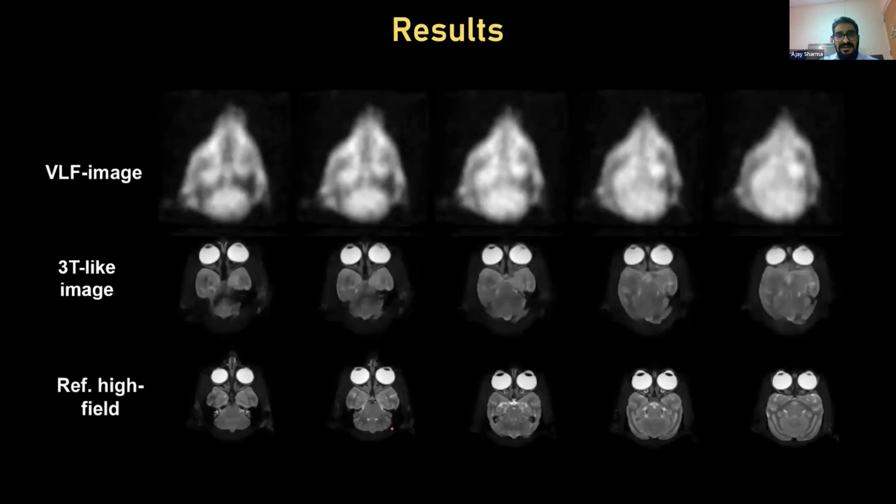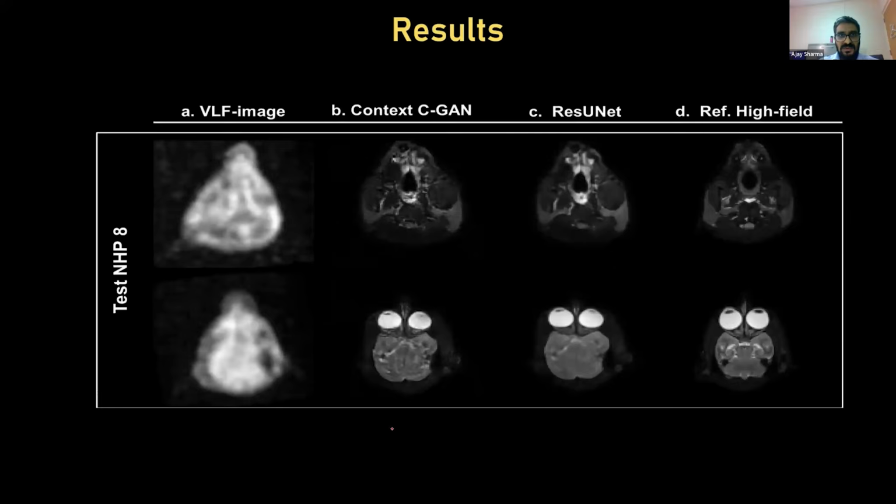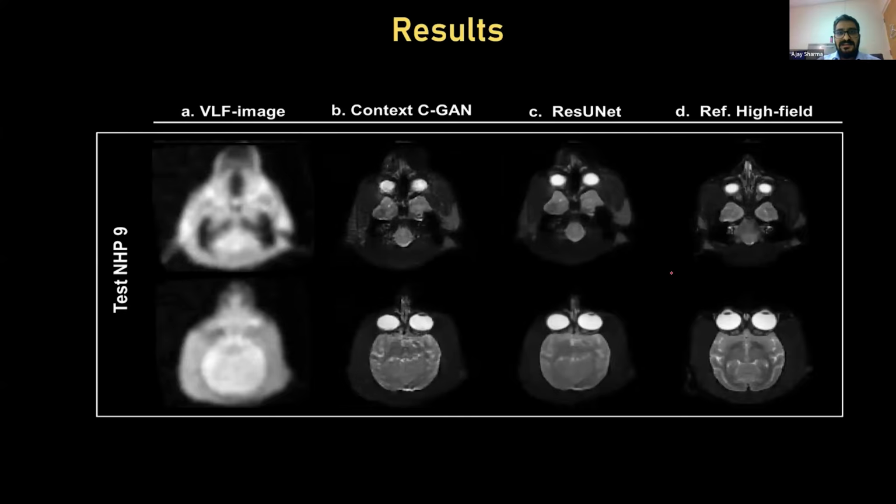This is another example, where we have a very low field image, a 3D-like image, and a reference high field image. So in this example, we can see some test set, like a very low field image and results of the context driven model, and there was a little bit of noise in this model. So that is then again reduced by the synthesis network. However, these are the actual high field images. So we are trying to generate 3D-like images, but we are still a little far away. This is another example.